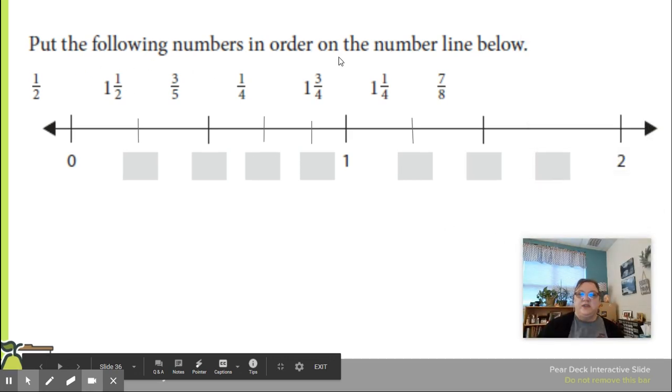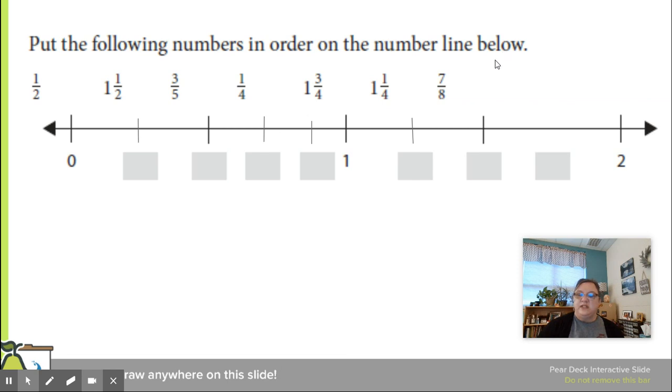Put the following numbers in order on the number line below. So this is very similar to something on your assignment today. The first thing I need you to do any old time you get a number line, okay, is look at where does it begin and where does it end. Then you can figure out what's in between. So this one begins at 0. It ends at 2. Your assignment's going to end at 3. It ends at 2. So halfway between 0 and 2 is 1. Now look at your fractions that you're given.